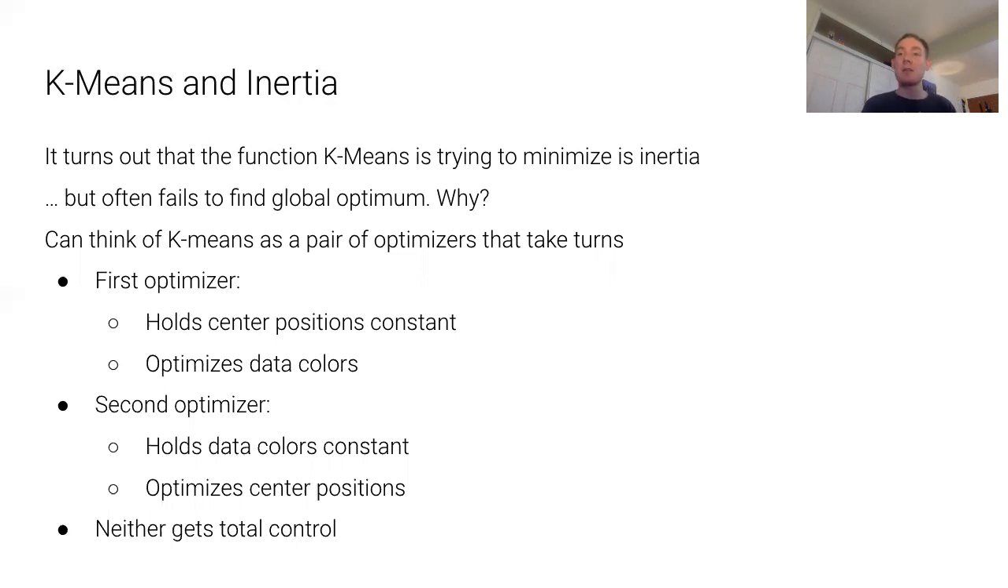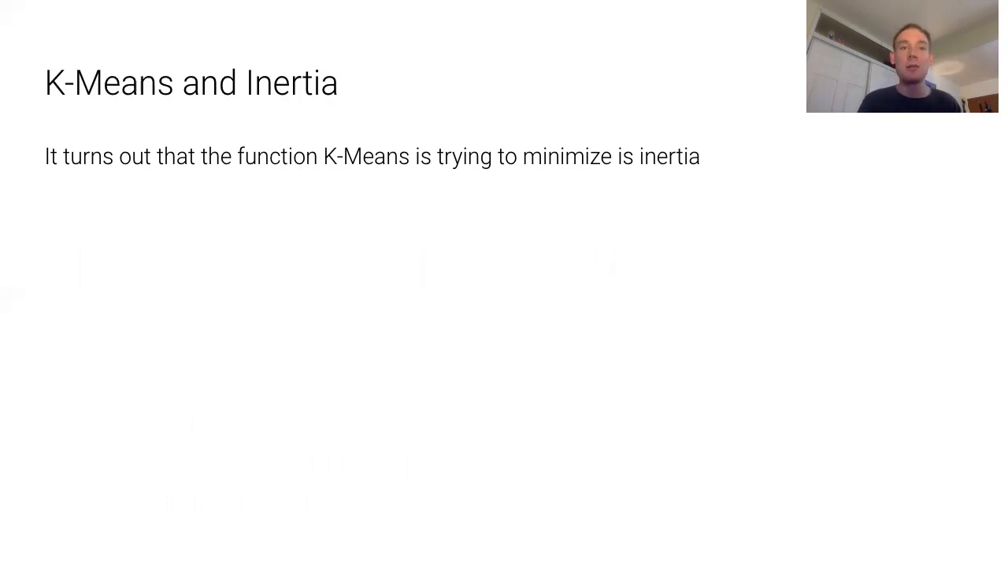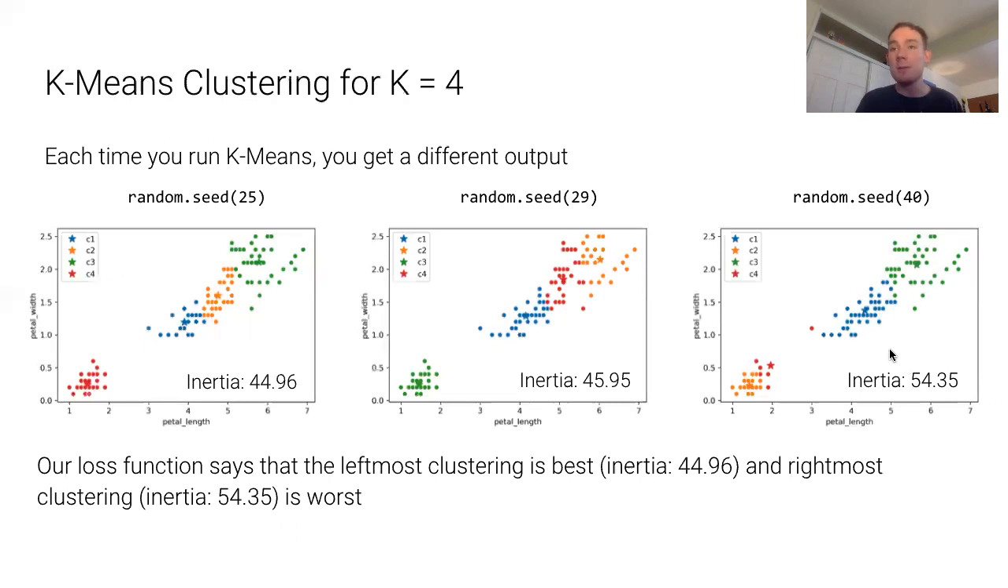You can think of these bad clusterings, for example this one, as a local minimum. K-means ended up here, it reached a local minimum, it thought it was done, but really it shouldn't have been, because there are other better clusterings out there. K-means just wasn't able to get there. So yeah, this would be a local minimum of inertia.